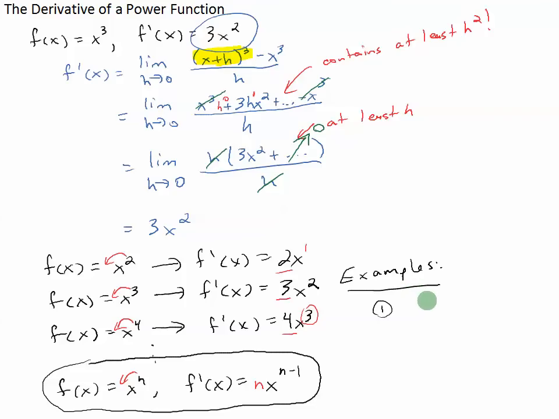Number 1, see if you can find the derivative of the function f of x equals 1 over x. And recall that 1 over x is simply x to the negative first power. See if you can find the derivative of the function square root of x, and recall that square root of x is x to the 1/2 power. Okay, so give those a shot. Have fun with it.